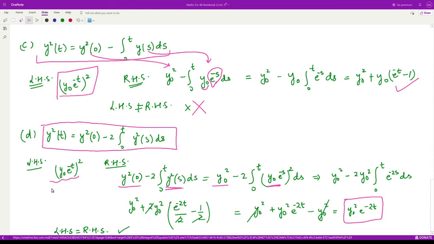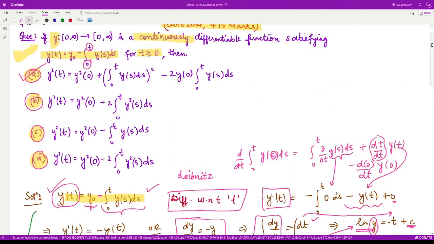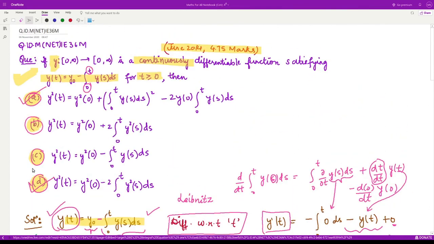I'm sorry. This is basically y naught e to the power minus 2t. So this quantity is same as this quantity, right? Therefore we have this option as the correct option. So only option D along with option A are the correct, option B and C, they are the incorrect options.